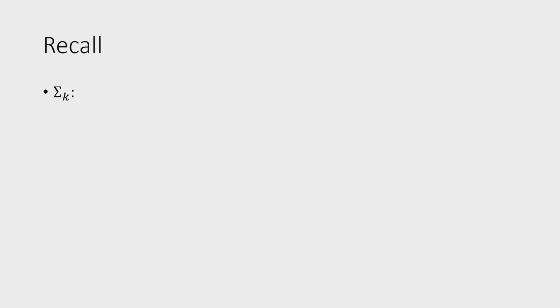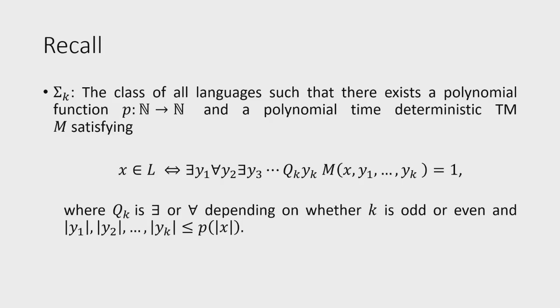After this you would have also seen the complexity classes sigma k and pi k. Let's quickly recall their definitions. Sigma k is the class of all languages L such that there exists a polynomial function P and a polynomial time deterministic Turing machine M such that x is in L if and only if there exists y1 for all y2 there exists y3 and so on up till Qk yk such that M of x, y1 to yk is equal to 1.